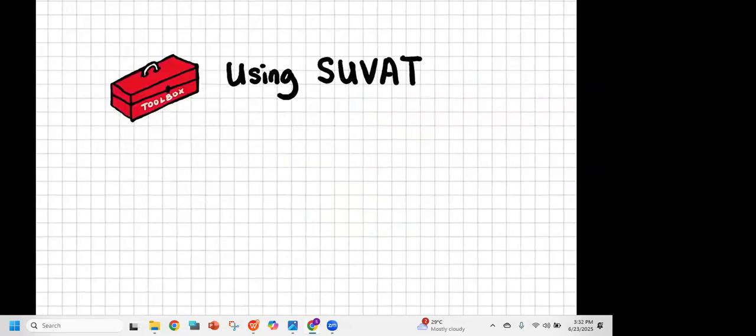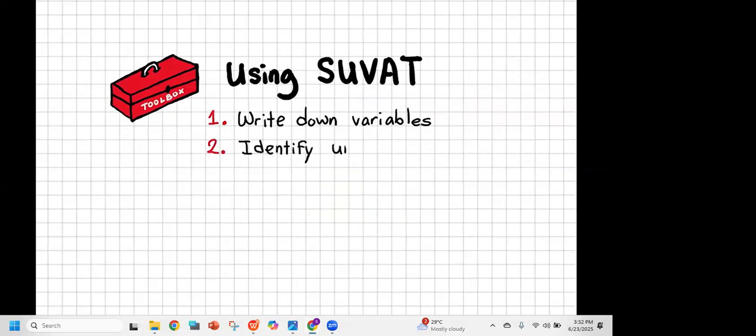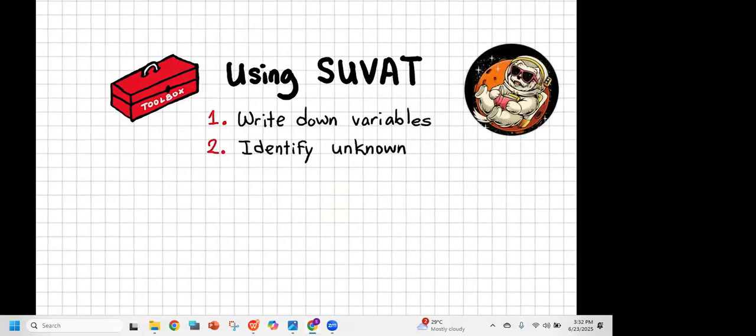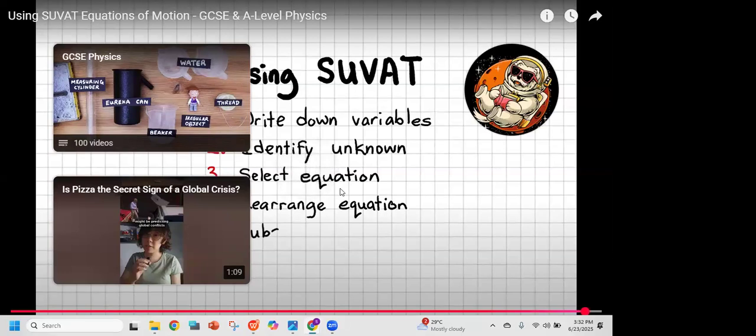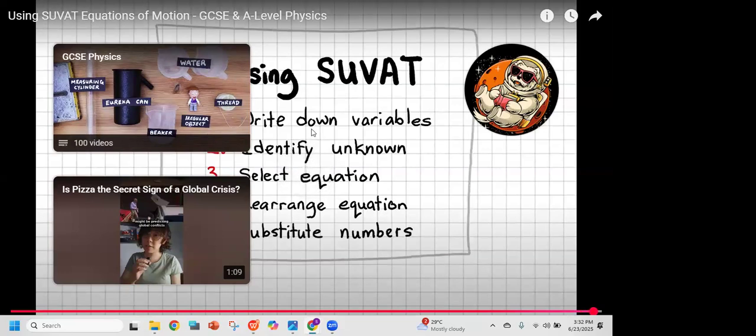Here's a summary of what to do when using SUVAT equations. Number 1. Write down all the known variables given by the question. Number 2. Identify the unknown. This is what the question wants us to calculate. Number 3. Select the equation that only involves the variables mentioned in the question. Number 4. If needed, rearrange the equation to make the unknown variable the subject. And finally, substitute the numbers in for your calculation. Okay, so these are the steps that you need to follow when you're using SUVAT equations.